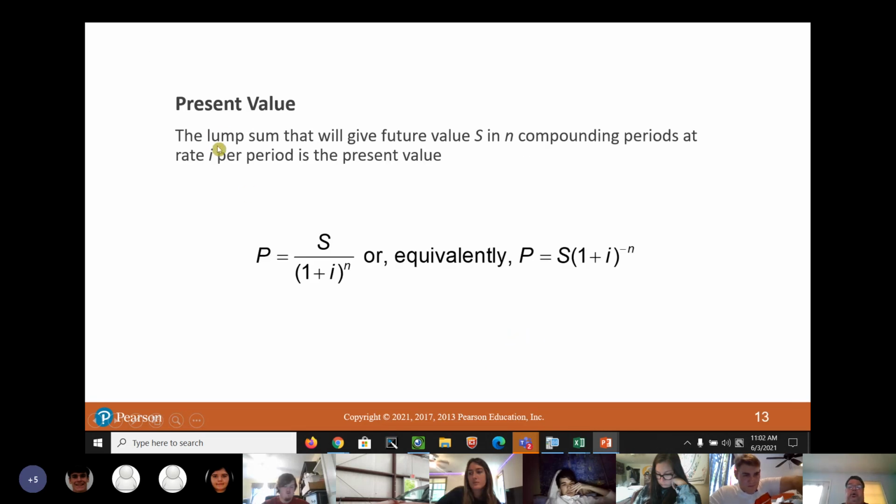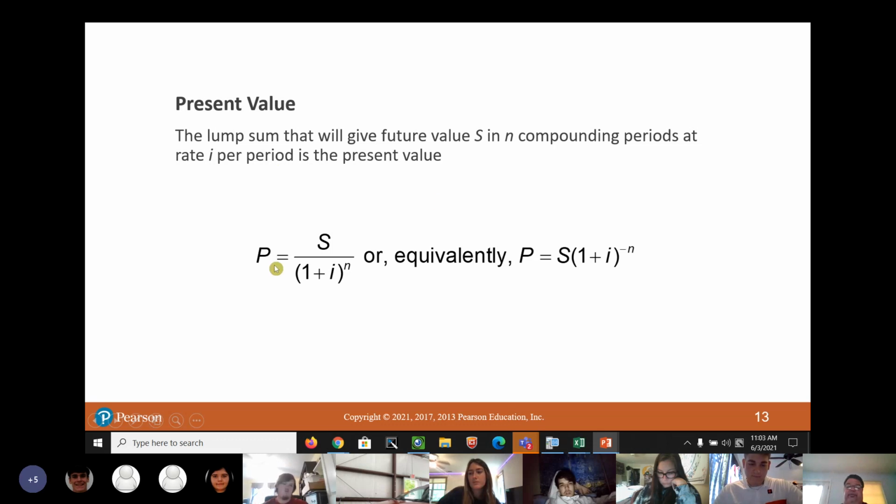Present value. Now go ahead and write this down. I'm going to let you write it down, but I'm not going to test you on it. The lump sum that will give future value S. This is like savings. I will test you on this. Compounded at rate I per period. I should be R over N. I don't know why they do that, but I is equal to R over N, the rate per period. So write those two down.